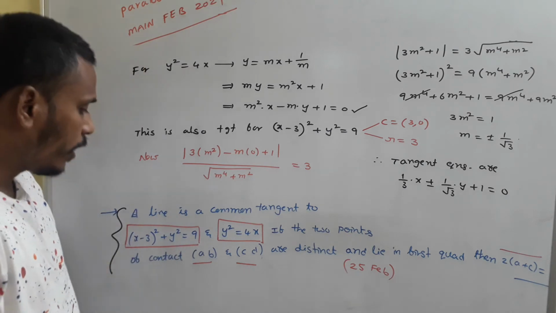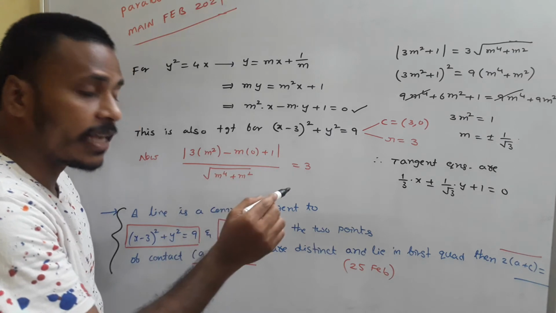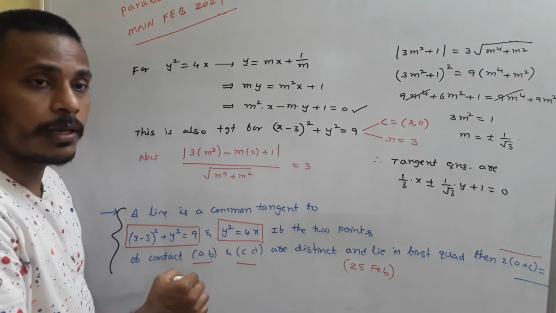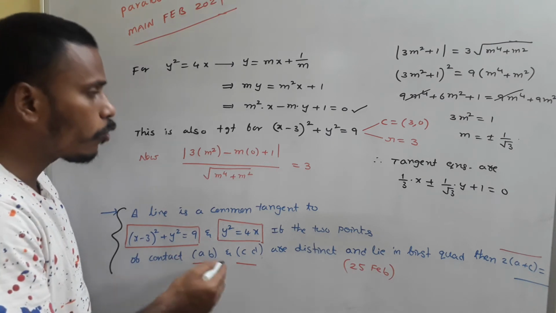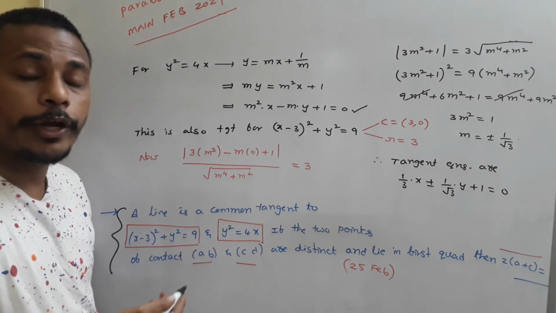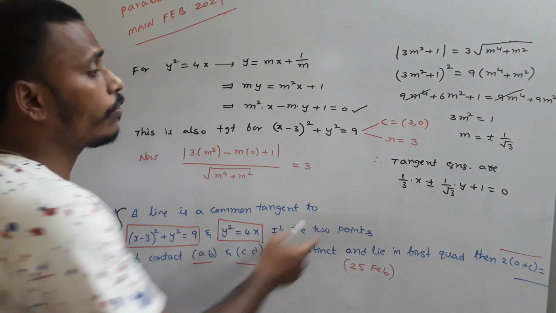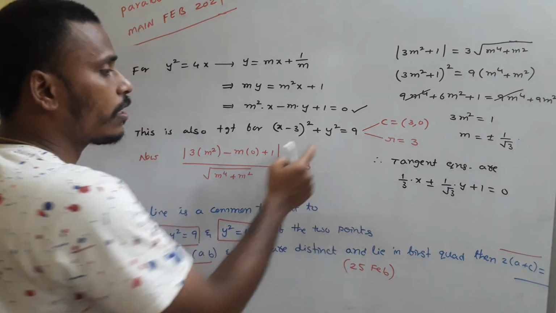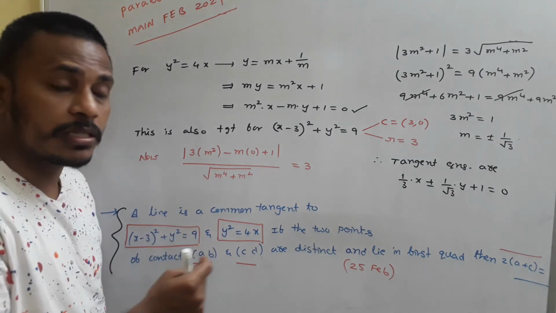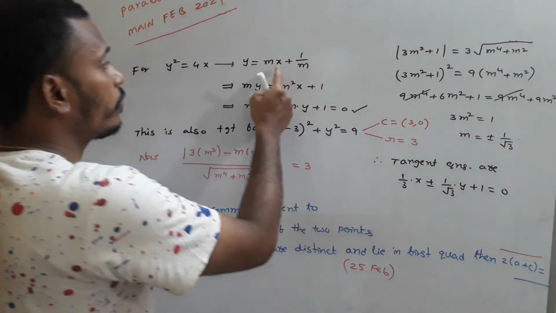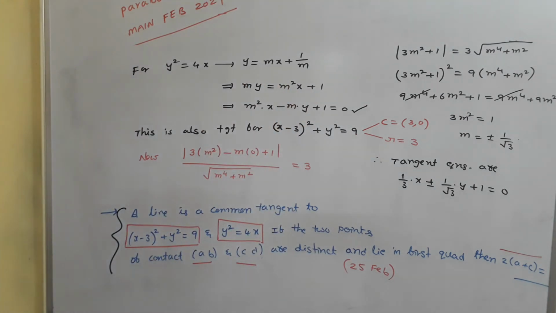Now we need to find the points of contact of the tangent equations with the parabola as well as with the circle. So how to find the points of contact? The point of contact of the tangent with the circle is simply found by solving the tangent equation and the circle equation. In the same way, the point of contact for the tangent and the parabola is found by solving the tangent equation with the parabola. So we need to solve and get the coordinates of the points.